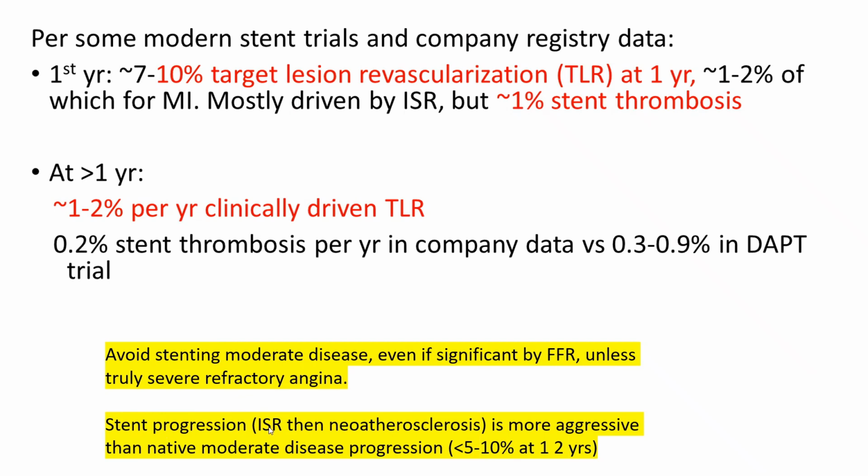Because stent progression, whether in-stent neointimal hyperplasia or neoatherosclerosis, is more aggressive than native moderate disease progression. You get 7 to 10% TLR at 1 year and 1 to 2% target vessel MI with stenting. Then beyond 1 year, an attrition rate of 1 to 2% per year of TLR events. Moderate disease progresses slower than that. In fact, neoatherosclerosis is more aggressive than native atherosclerosis because of the dysfunctional endothelium inside the stent. So I'm not a fan of stenting moderate disease, including moderate disease at the stent edge.